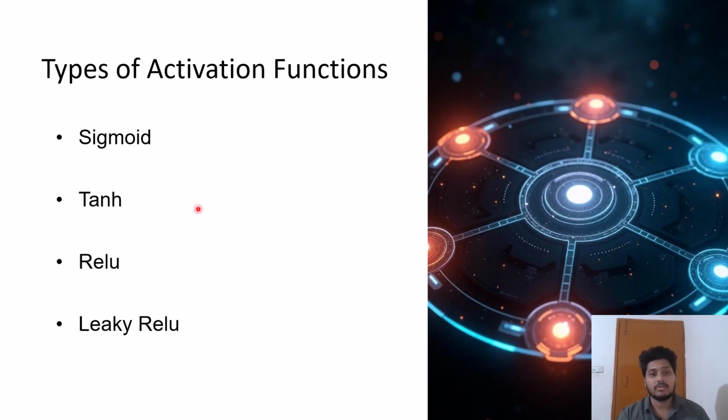There are various types of activation functions. The most commonly used are the sigmoid activation function, tanh activation function, ReLU activation function, and leaky ReLU activation function. Let's go through each one of them in more detail.